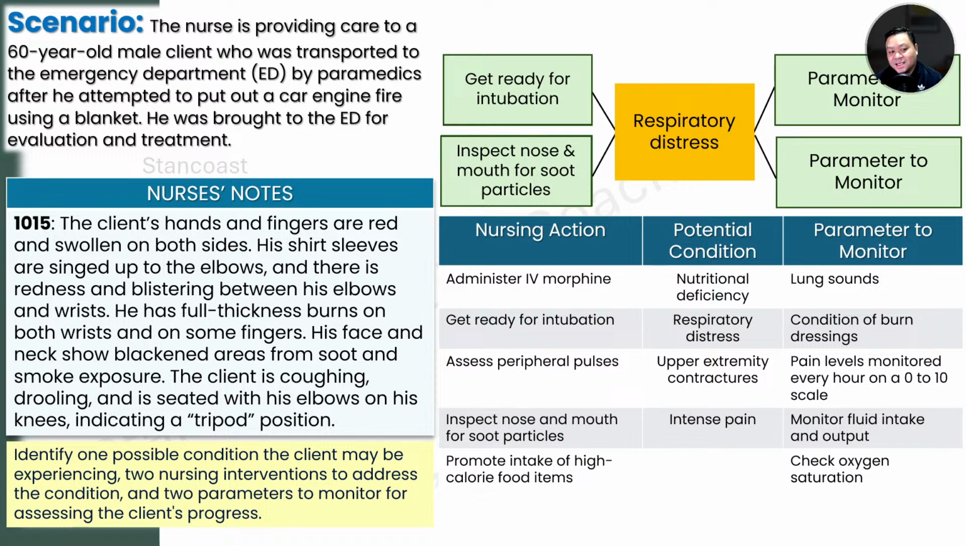So why not administer IV morphine? We know that pain control is necessary, but again, our priority here is the patient's airway. We need to secure the airway, as we know that the patient is in respiratory distress. Now, if you also selected IV morphine, this might also cause respiratory depression. So this can possibly worsen the patient's case.